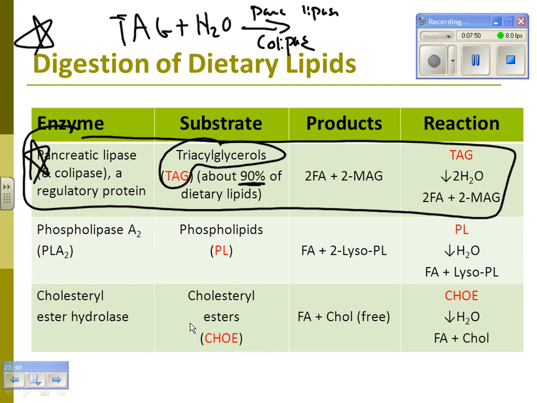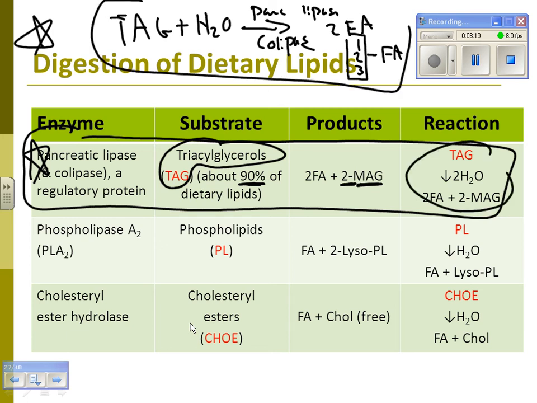What products are you going to get? You're going to get 2 free fatty acids and a monoacylglyceride. So the third fatty acid is still attached to that glycerol backbone, and it's attached to the second carbon. That's why there's a 2 there. So there's the full reaction. I think it's easier just to know it this way. So do that for the other 2 as well.